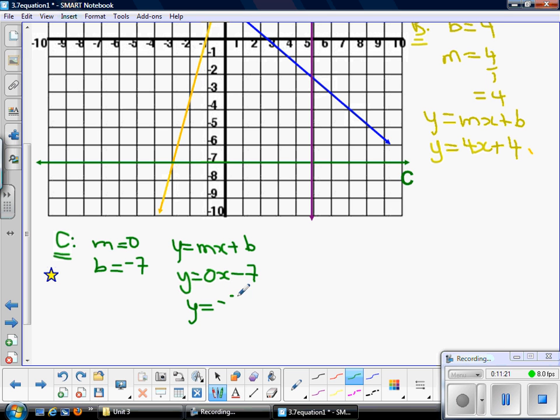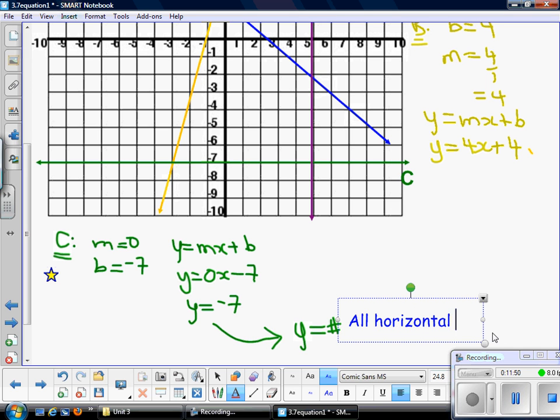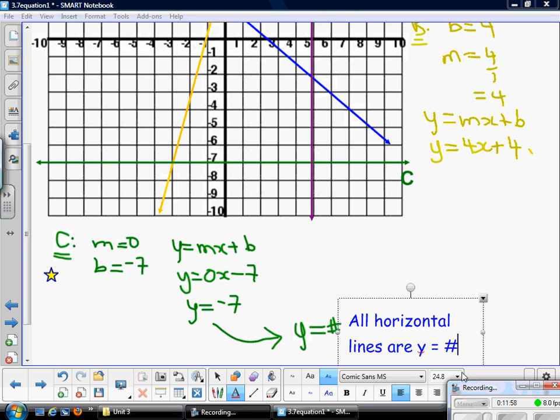And in fact, all horizontal lines will equal y equals a number. Okay, so all horizontal lines give you that. And actually, maybe I'll just type that so that you remember that too. It's important. So all horizontal lines are y equals some number. Okay, and you can tell it by its y-intercept.